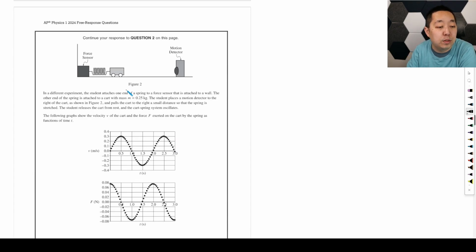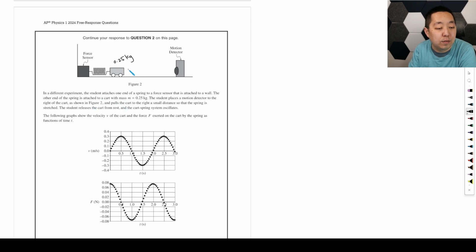In a different experiment, a student attaches one end of a spring to a force sensor attached to a wall. The other end of the spring is attached to a cart with a mass of 0.25 kilograms. The student places a motion detector to the right of the cart, as shown in figure 2, and pulls the cart to the right a small distance so the spring is stretched.